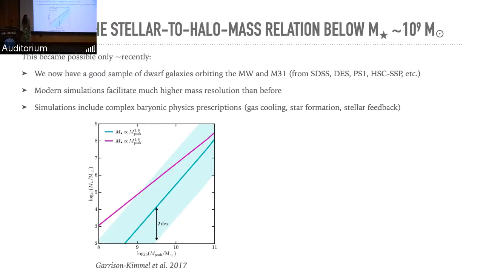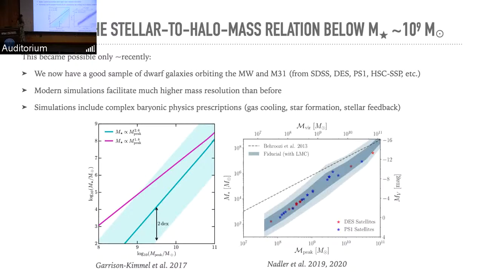I just want to show 2 very famous examples, one from Garrison-Kimmel and one from Nadler. Both of them used the Milky Way or Local Group dwarf galaxies to constrain this relation that I showed you. So this is the power law between the stellar mass and the halo mass. And what's mostly different between the 2 is that they use different models for the dark matter subhalos.